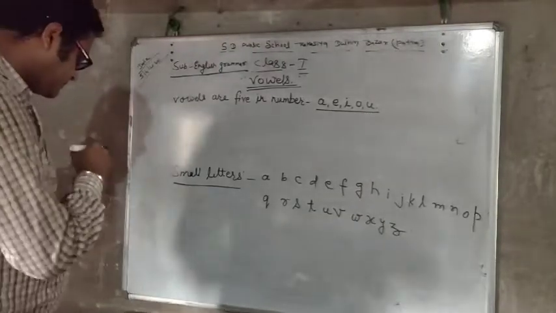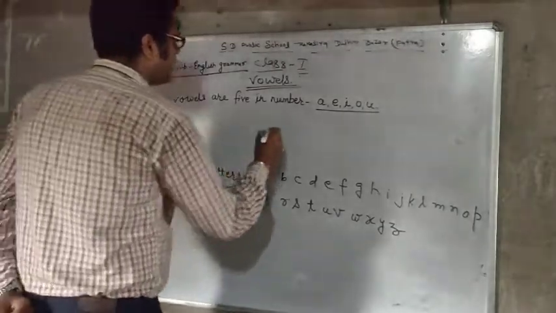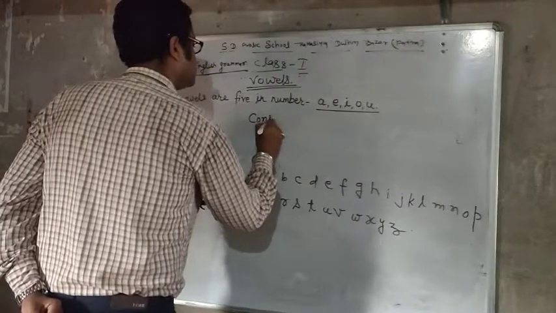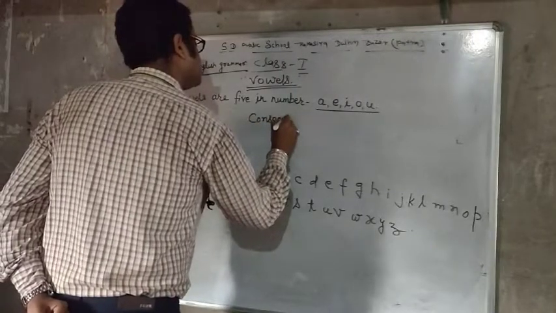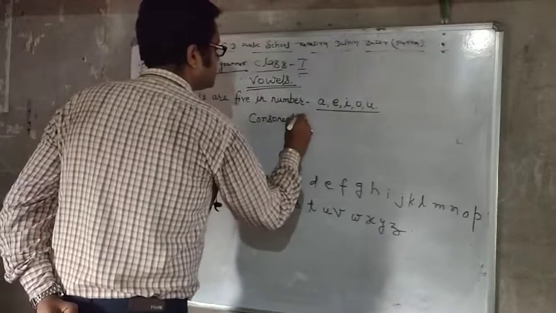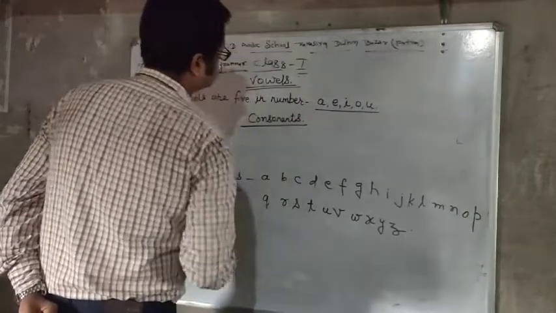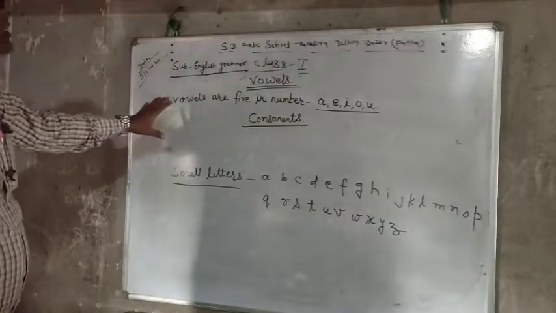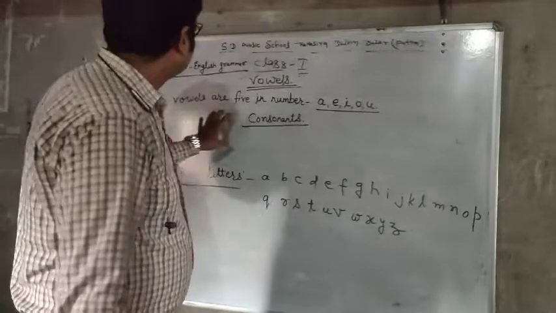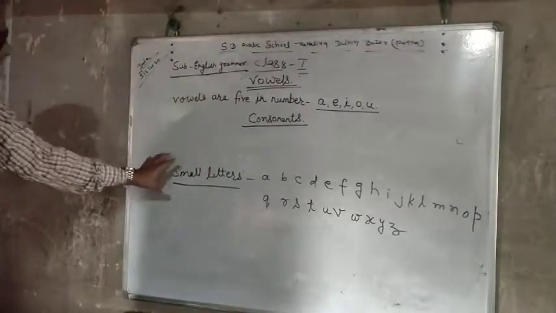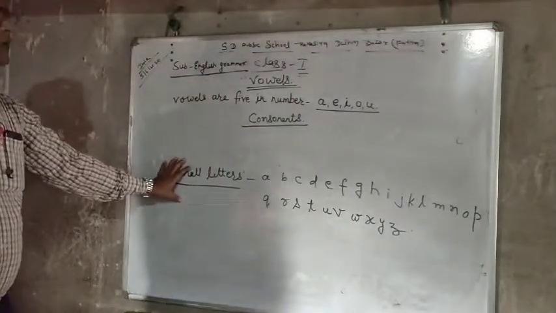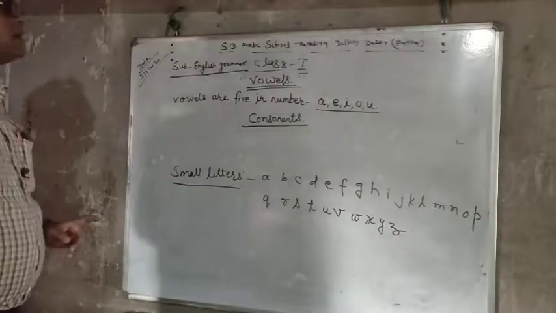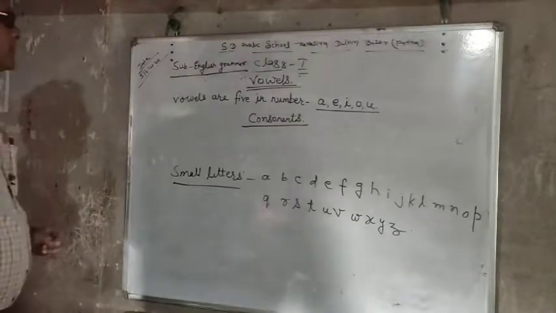Now we will know about consonants. If we exclude all 5 vowels from the letters, then we will get 21. So consonants are 21 in number.